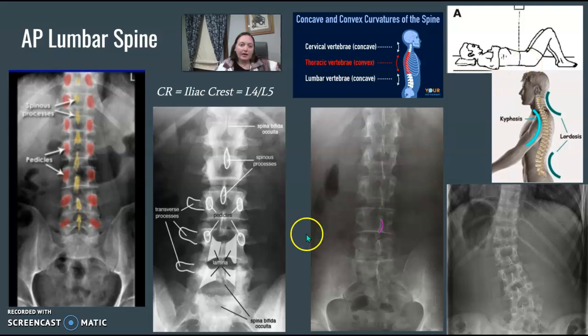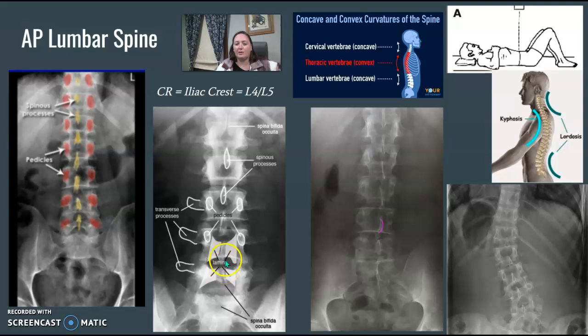On our AP lumbar spine, we should see the spinous processes coming straight down the middle of the vertebrae. They should be even and in the midline. Here's our pedicles, and the crest of the pelvis should also be equal. Right? They shouldn't be rotated one way or the other. So that's how the AP lumbar spine should look. If it's rotated, it's not going to be in the middle.